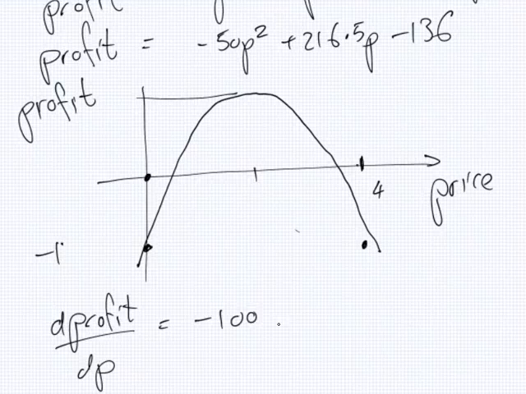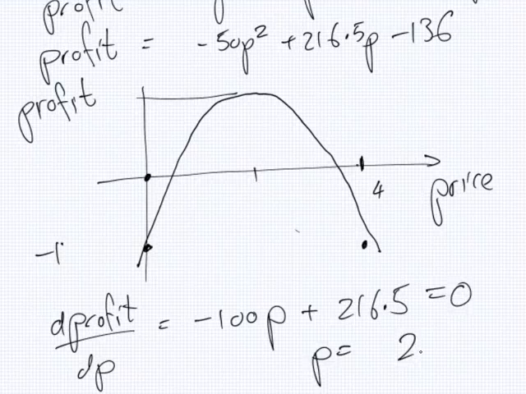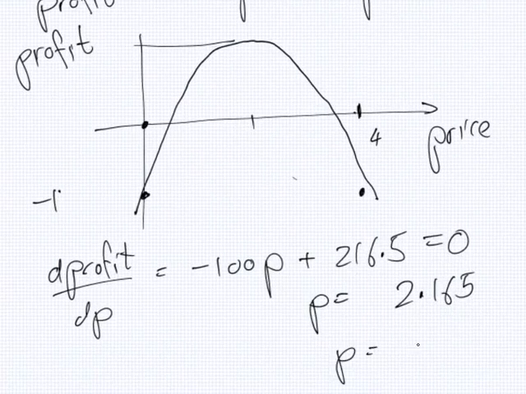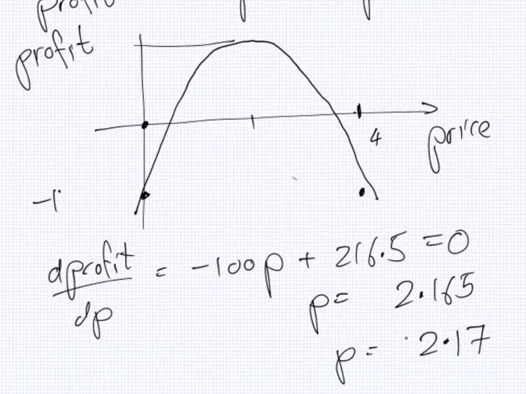Minus 100p plus 216.5 should equal 0. So the p will equal 2.165. So the price, yeah, 2.17. Yeah. So this is the price that the coffee shop should sell the coffee at, €2.17. Now let's start with that. Yeah. Don't worry, there's plenty of people in Starbucks HQ working this stuff out.